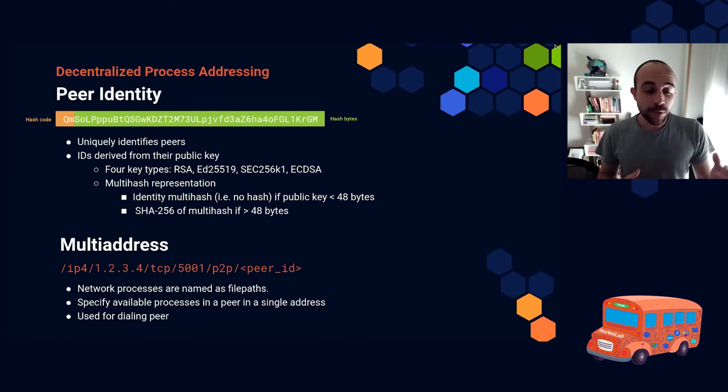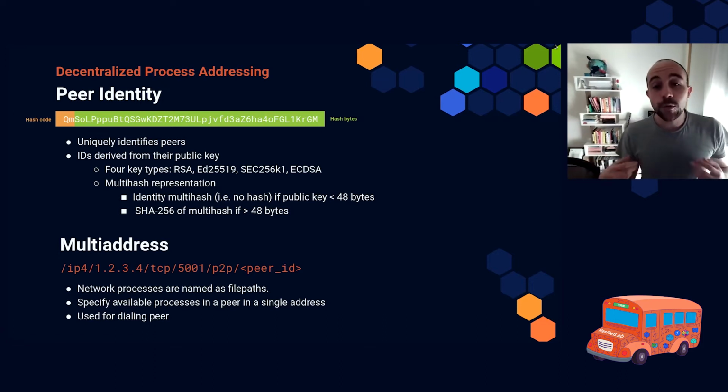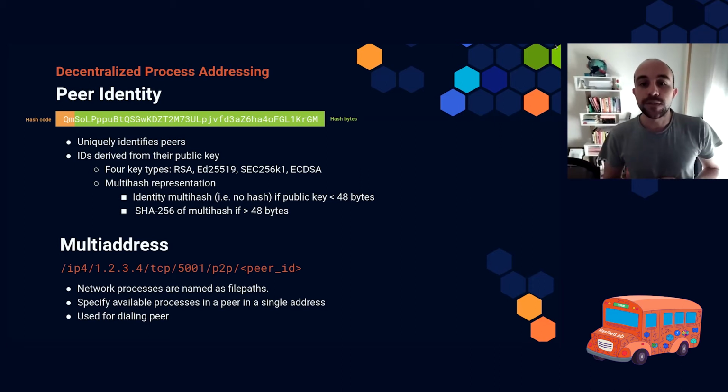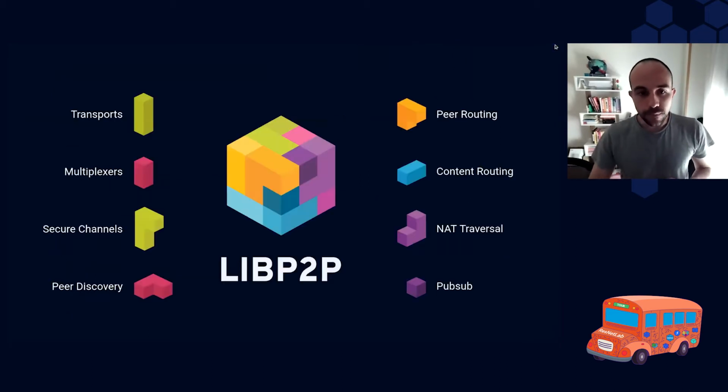So in the example that we can see in the slide, we're saying that for the IPv4 address 1.2.3.4, on TCP port 5001, we have an endpoint exposed for the P2P peer with a specific address. With all of this information, we will be able to establish a new connection with the peer to which this multi-address belongs. And with this, we are in a position to start explaining the different modules of the P2P stack.